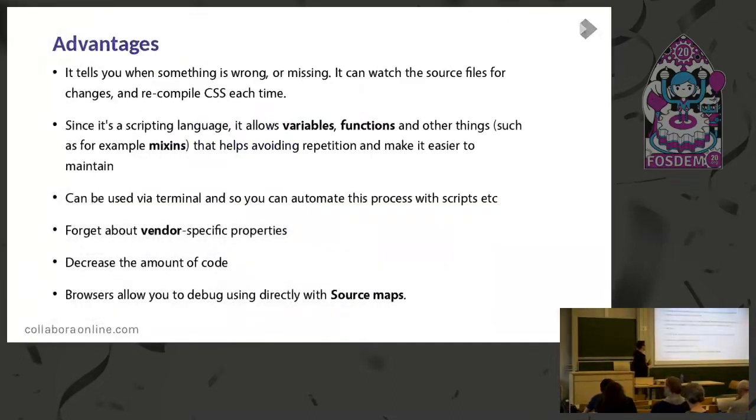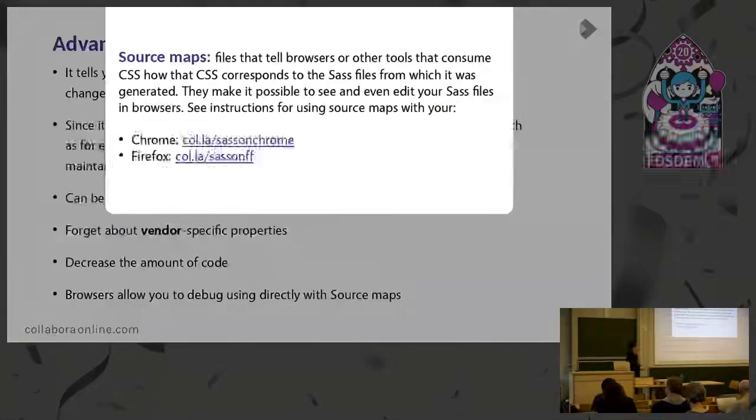Yes, plus it will still allow you to debug directly in a browser as you have been doing with CSS. You just need to be sure that you have the source maps on. Source maps are nothing more than little files that tell the browser, hey, this CSS came from this scripting file that happens to be a SASS file. And this even allows you to edit the SASS file directly, and you can then use these links just to be sure they are enabled or set up correctly in your preferred browser.